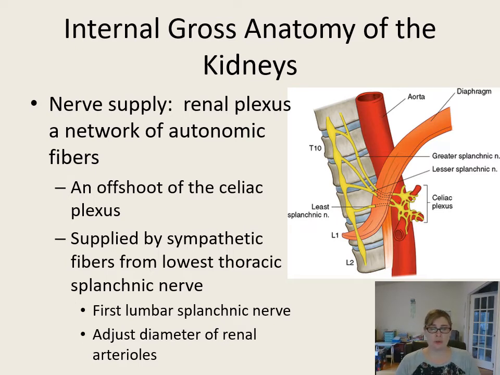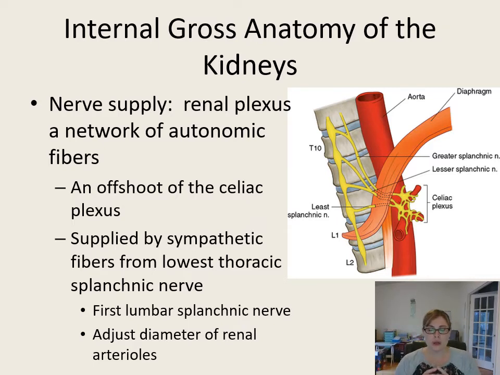And so there's a grouping of nerves that is called the renal plexus. So I know that you all learned about the spinal cord and the plexuses of the spinal cord. So we had like the cervical plexus, the brachial plexus.